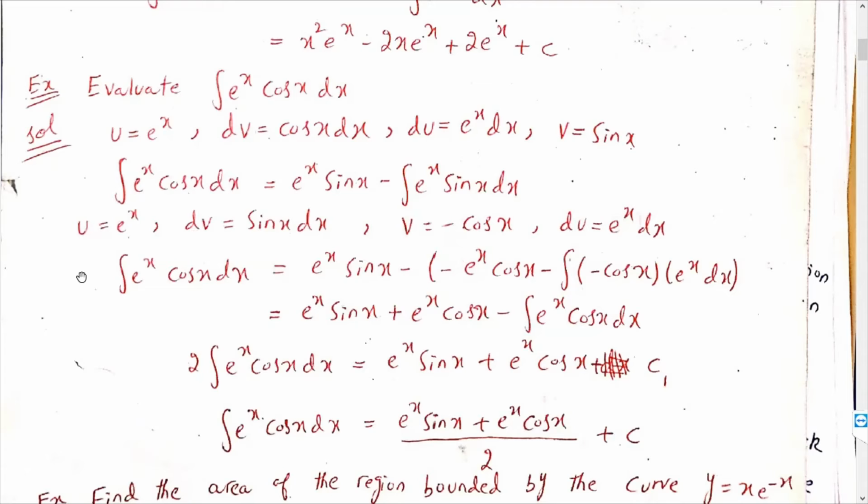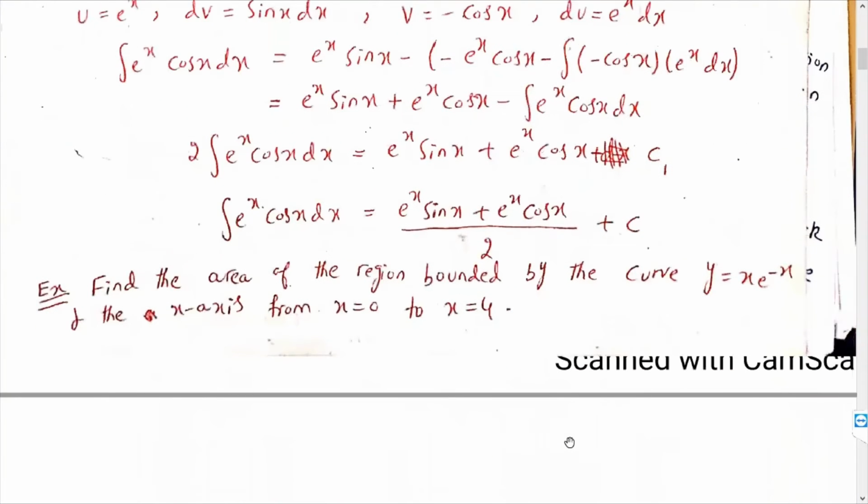It's already on the left side. So taking it, moving it towards the left side, I get 2 times of this expression plus these functions plus some constant of integration. Moving to the right side, I get this answer. So this means that you can apply integration by parts many times in a single question.